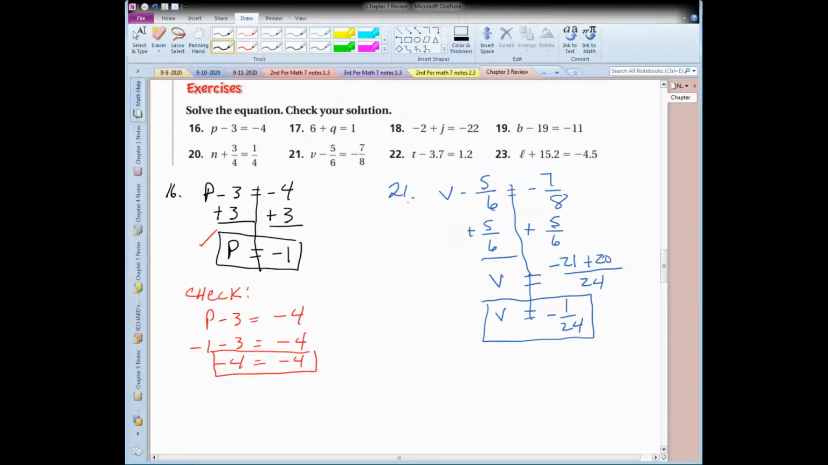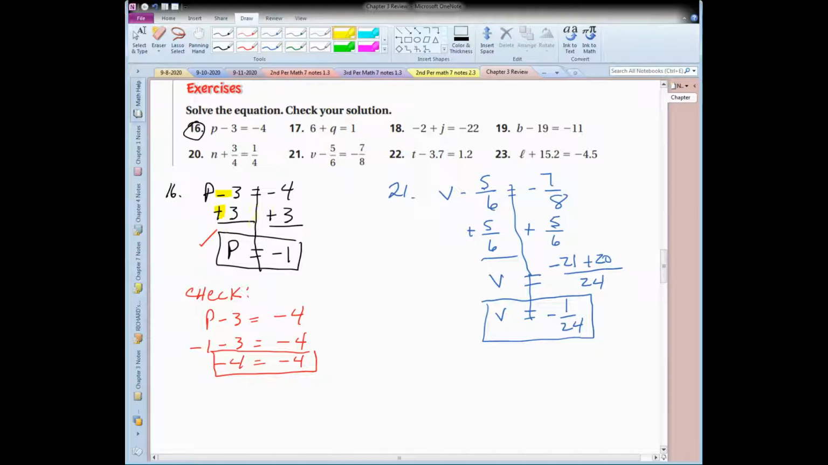I only checked the first one to show you how to do it, but you should also go through and check your answers. So number 16, so I did this one, and you can see what I did. I have the variable p. I'm subtracting 3 from it. What's the inverse operation for subtraction? It is addition. So I add 3 to this side.